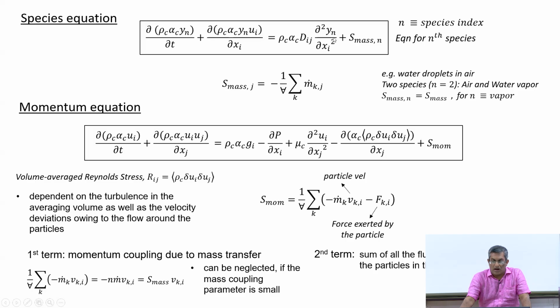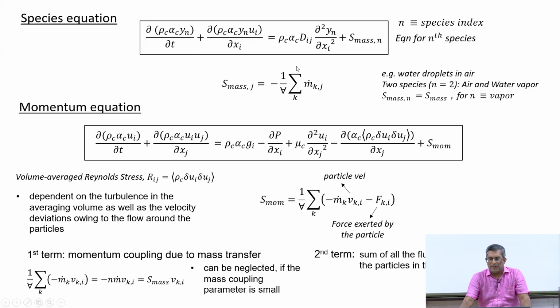So, how many equations do we have here? The number of equations is basically equal to the number of species. Here we are writing this equation for n species. Now, if you look at the source term, this looks similar to the source term we have in the continuity equation. In fact, if we add up all the species equations, we get the continuity equation only.